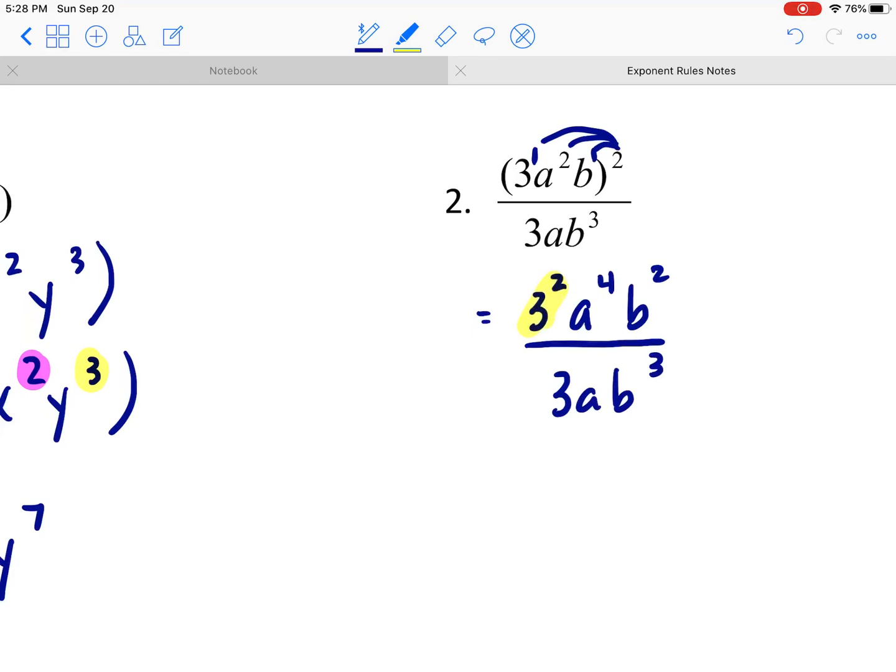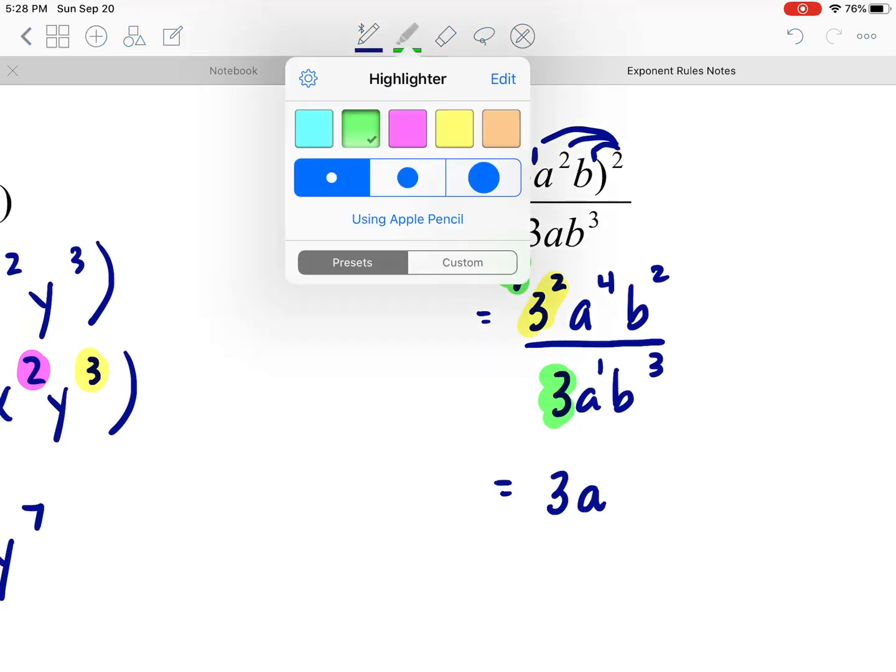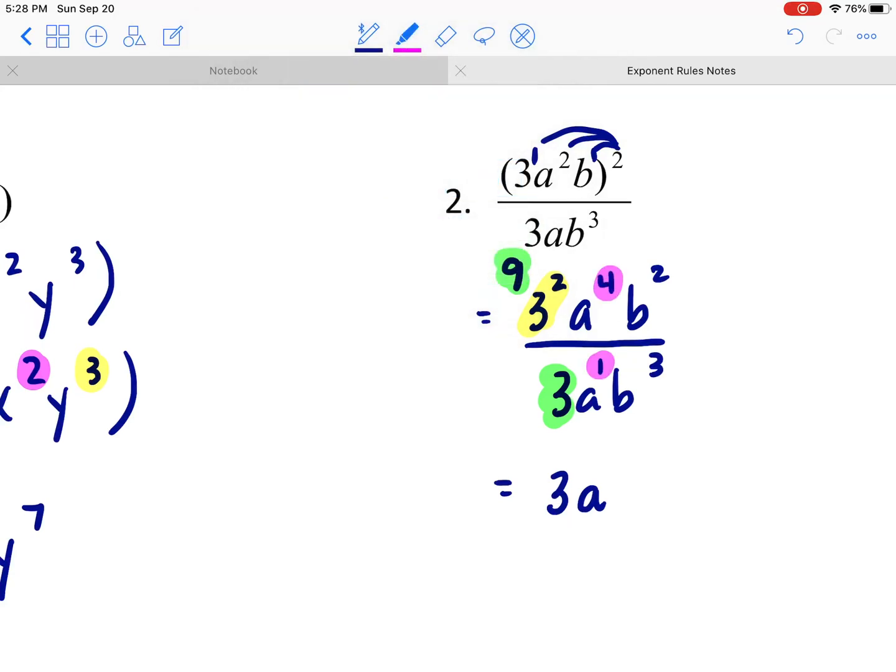And just like the last one, I want to fix this coefficient. That 3 squared is really a 9. So I'm going to make this a 9 here. And now I can use my quotient rule. So I'm going to divide. If I divide these coefficients, the 9 divided by 3 is going to give me a new coefficient of 3. And then I'm going to subtract my exponents. So I have 4 a's on the top, 1 on the bottom. And those 4 minus that 1 is going to leave me a to the 3rd power.